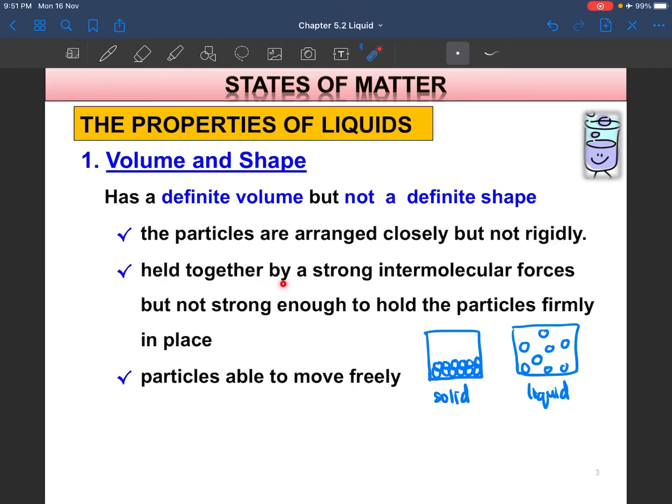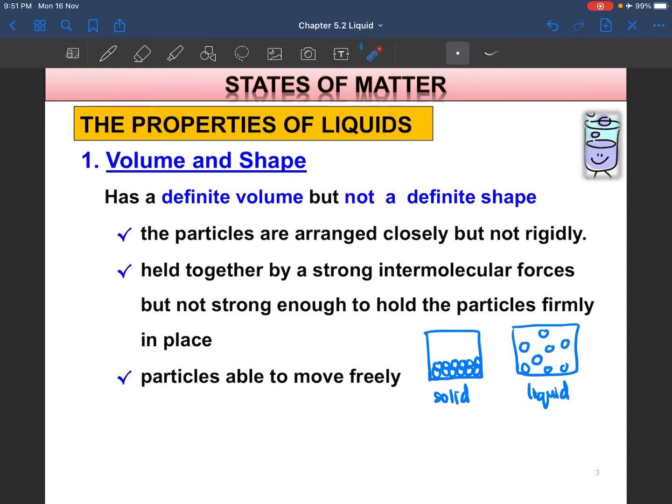Held together by strong intermolecular forces but not strong enough to hold the particles firmly in place. So kiranya ada intermolecular forces between this liquid molecule but not strong enough macam solid lah. Kalau dia kuat betul-betul nanti dia akan jadi solid lah. So, this intermolecular forces in liquid is not strong enough, and particles are able to move freely. So this particle can move freely.